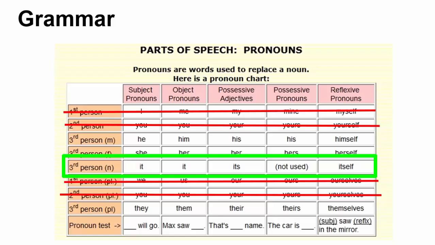Let's look at parts of speech, and we're looking at pronouns here. A pronoun is a part of speech used to replace a noun. Remember that a noun is a person, place, or thing. First and second person pronouns are not used. It is best to use the third person pronouns in the third person N column, and that N stands for noun. So you're going to want to use those pronouns that are highlighted by this green box.